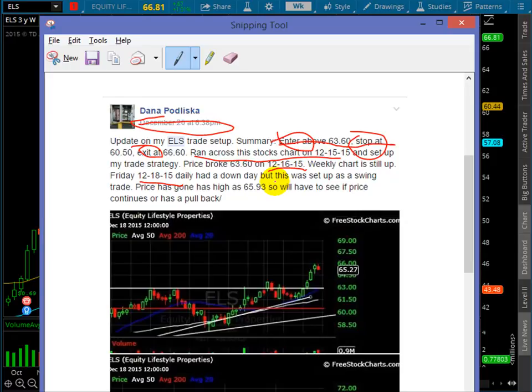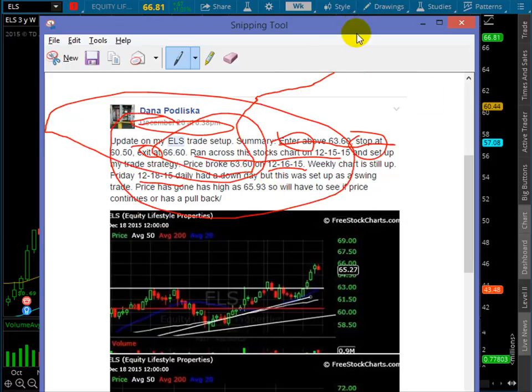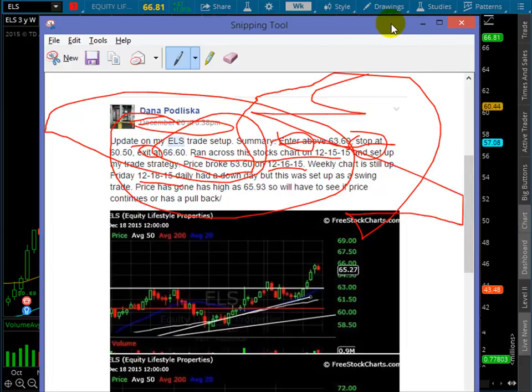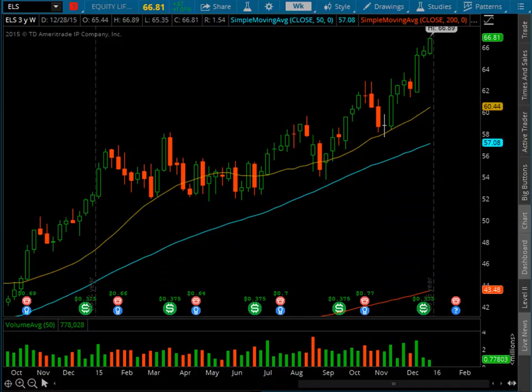So beautifully, just within this whole paragraph, you can say how beautiful this was done. But this was a swing trade setup. Sorry about all this, it's getting ugly. Let me just put that away. And the price has gone through 65.93. So we'll see if the price continues or pulls back.